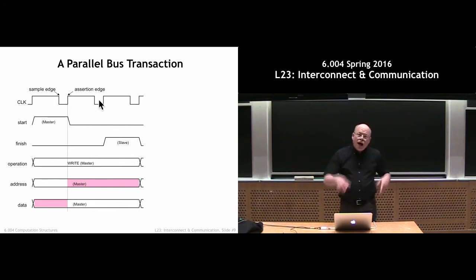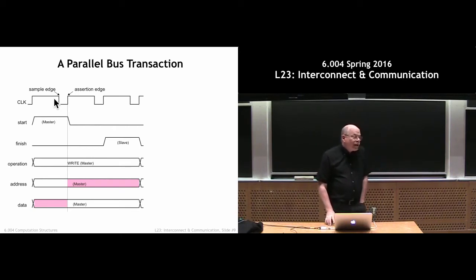Typically there was a clock on the bus that would tell everybody when to look at the signal. At the rising edge of the clock, people who were putting signals onto the bus would put them on. And at the falling edge of the clock, everybody would look at the bus and look at the wires to see what I'm being asked to do.